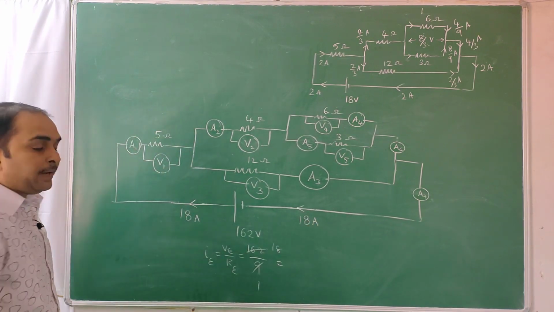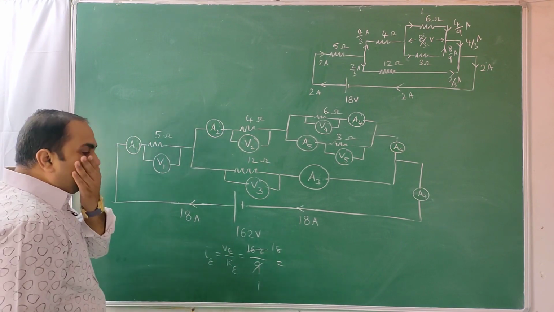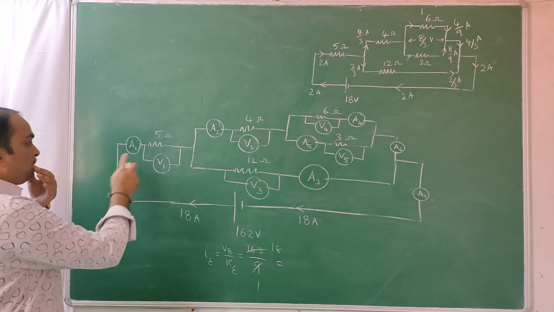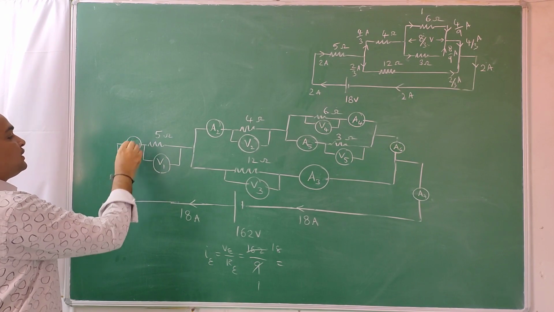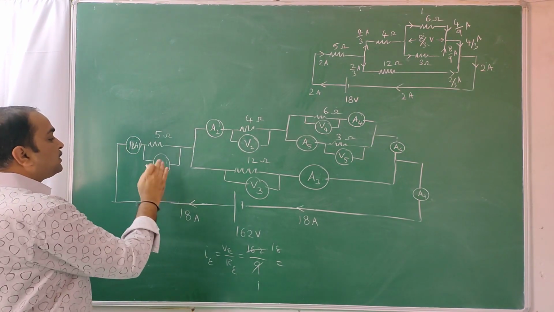Now we have changed the voltage of the battery, we have taken a little heavier battery, a bigger battery of strength 162 volts. So 18 comes here. So this ammeter reads as 18 amps. 18 5s, this reads 90 volts.